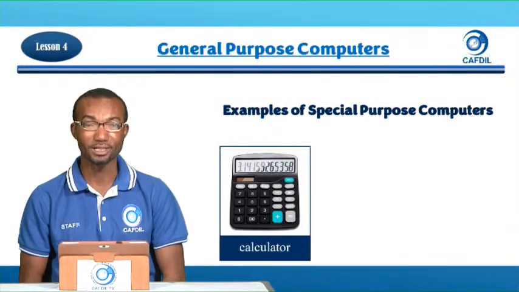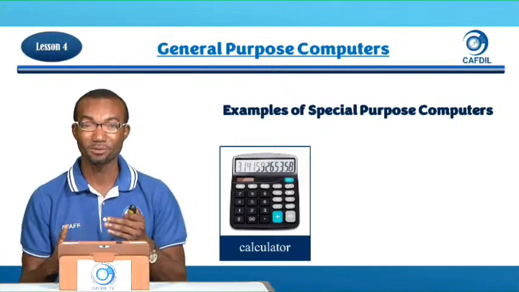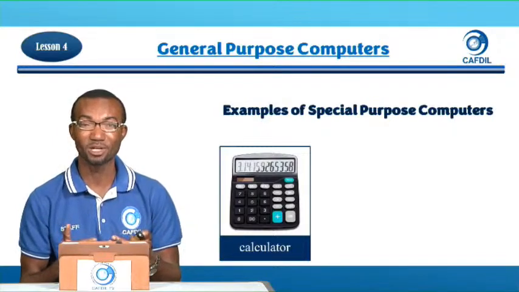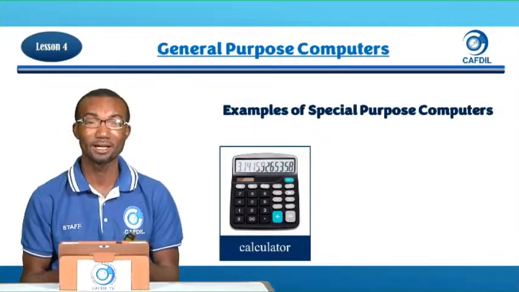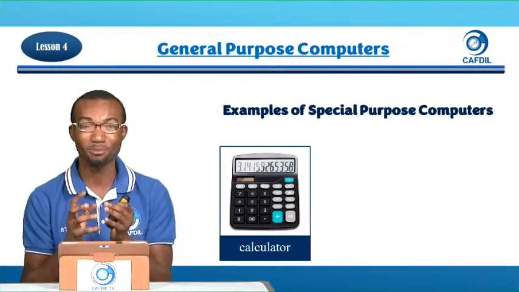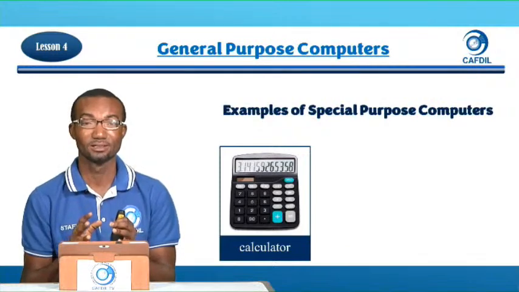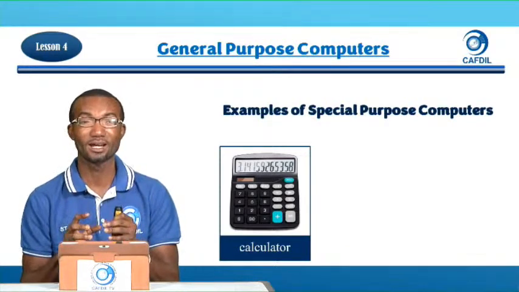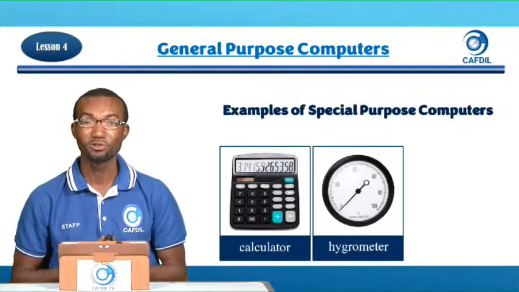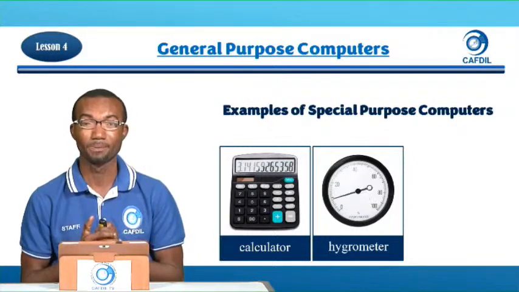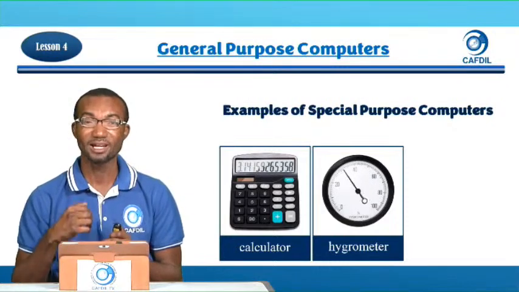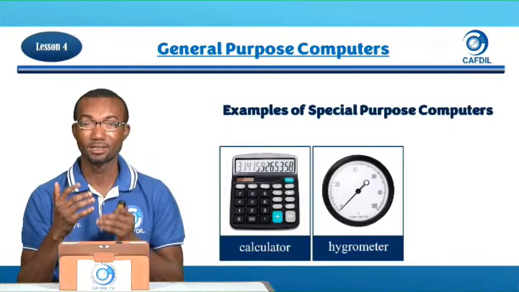We also have a calculator, and we use this calculator to manipulate numbers. So apart from using the calculator to manipulate numbers, I cannot use it to type my letter, I cannot use it to visit the internet or do any other stuff apart from manipulation of numbers. So the calculator also falls under special purpose computers. We also have hygrometer. We use this hygrometer to measure the amount of water vapor in the atmosphere.